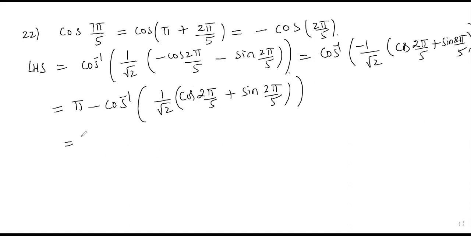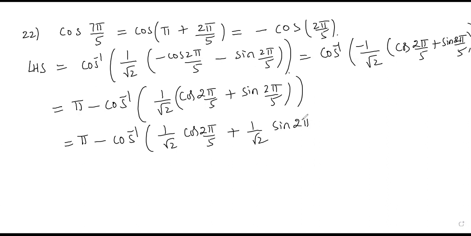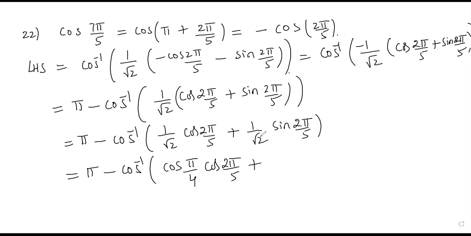Okay, now multiply with the 1 by root 2. So cos inverse of 1 by root 2 into cos 2 pi by 5 plus 1 by root 2 into sine 2 pi by 5. So 1 by root 2 can be written as what? Cos 45 or sine 45. Okay, so for the first term I'm writing 1 by root 2 as cos 45, and this is cos 2 pi by 5 as it is. And this 1 by root 2 I'm writing as sine 45, and sine 2 pi by 5 as it is.